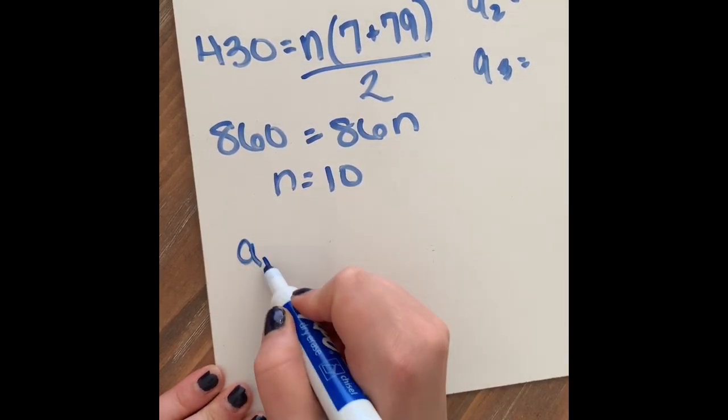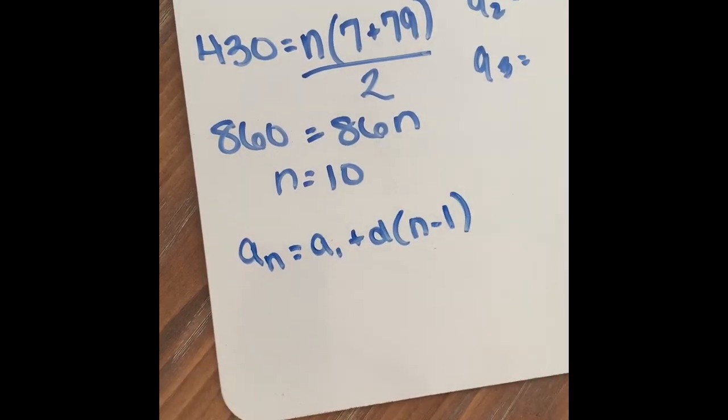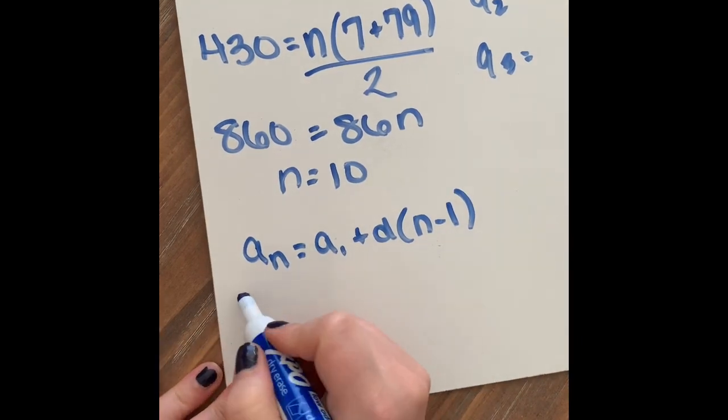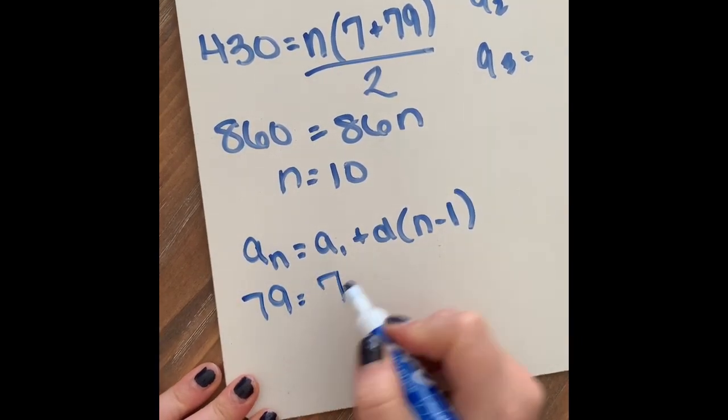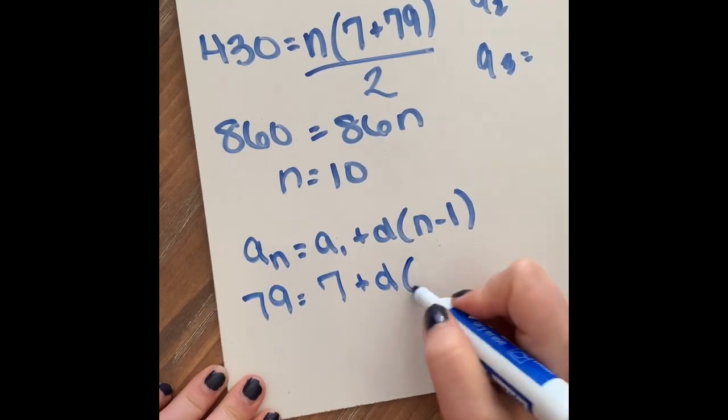Let me write out that formula: a1 plus d times n minus 1. And we're going to plug in what we know. We know a sub n is 79. We know a sub 1 is 7, plus d, which is what we are looking for, and then plugging in 10 minus 1.